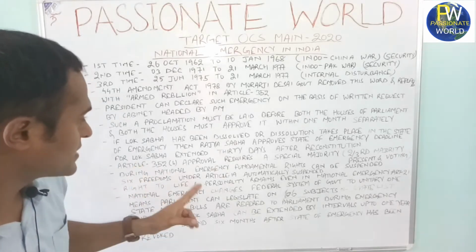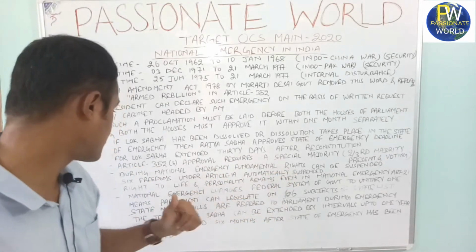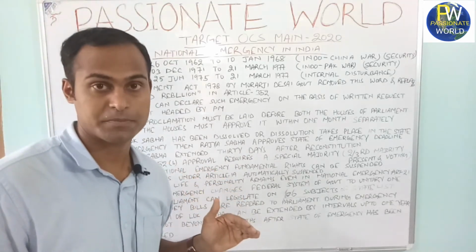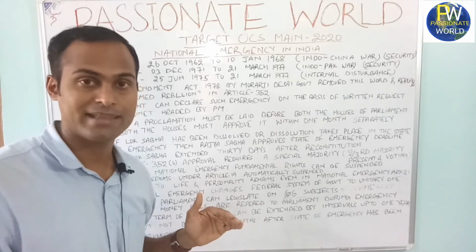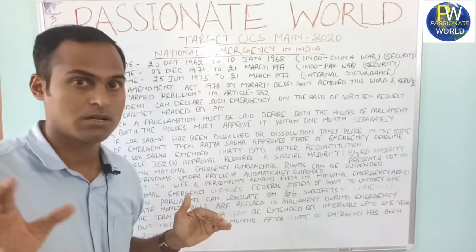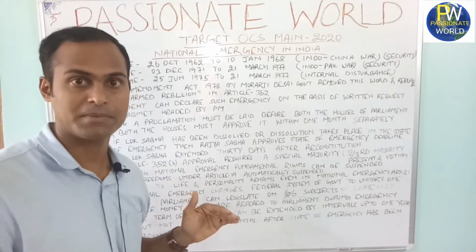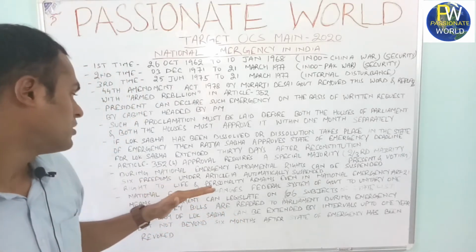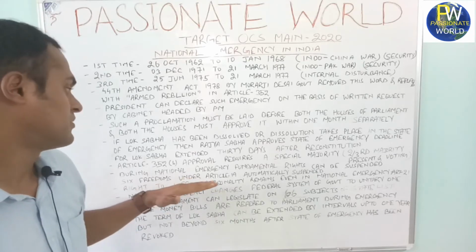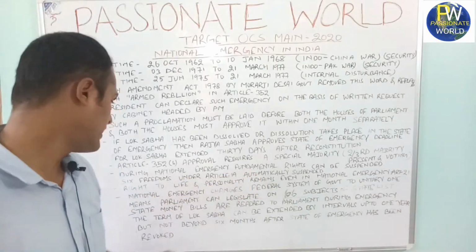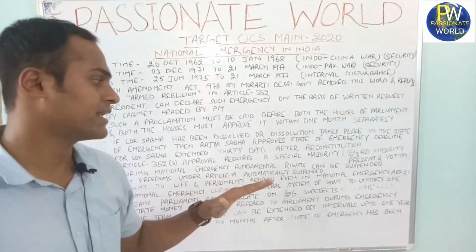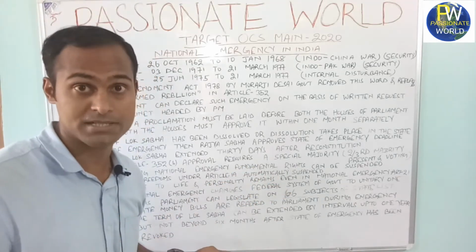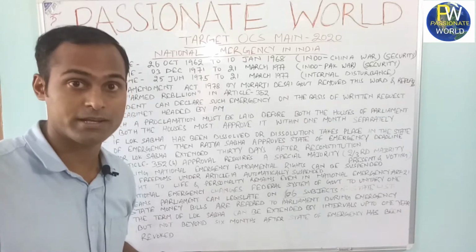During a national emergency, fundamental rights can be suspended. In the emergency proclamation, the President will mention the fundamental rights to be suspended. The six freedoms under the right to freedom are automatically suspended. But the right to life and personal liberty remains even in the national emergency. Articles 20 and 21 remain.